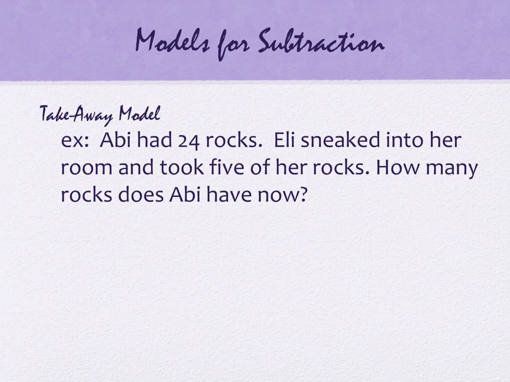So Abby had 24 rocks. Eli sneaked into her room and took 5 of her rocks. How many rocks does Abby have now? Okay, you had something and now it's not there. That's the idea of the takeaway model. So we're going to draw an image for this, and our image is going to be rocks. Here are my rocks. Maybe if I can make them thick, I can actually make them filled in. There's a rock. That's a pretty good rock, right? I need 24 of them.